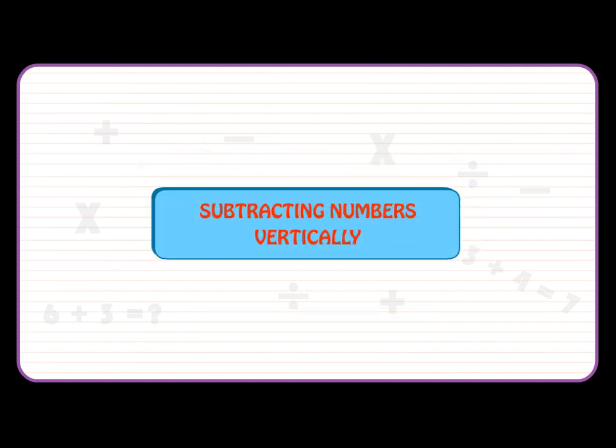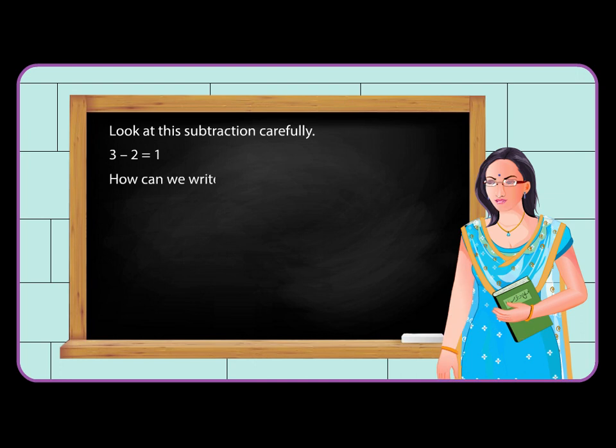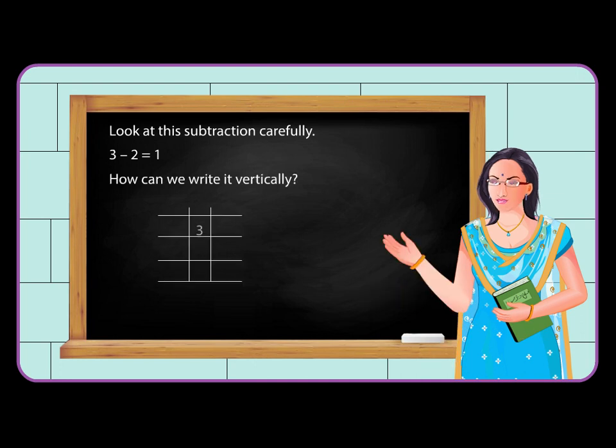Subtracting numbers vertically. Look at this subtraction carefully. 3 minus 2 is equal to 1. How can we write it vertically? 3 minus 2 is equal to 1.